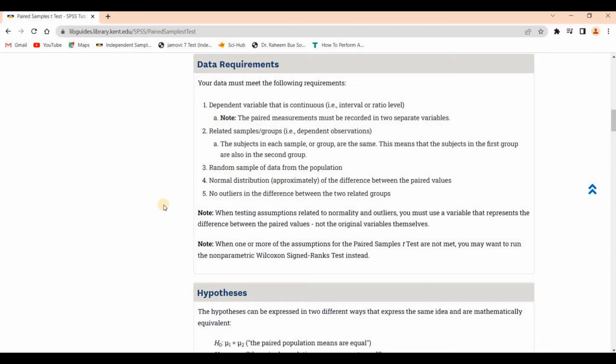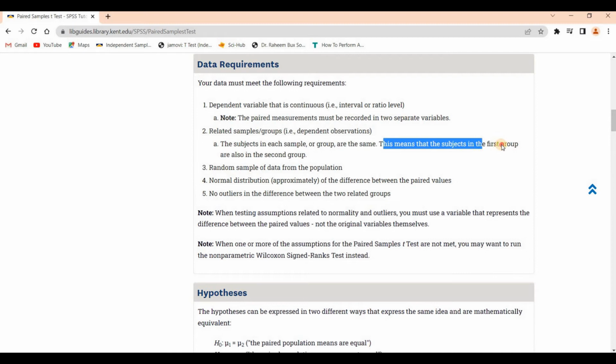So now in this case, the observations are dependent on each other. In the case of the independent sample t-test, the observations were not dependent on each other; the observations were independent. But in this case, observations are dependent on each other. For example, the subjects in each group or sample are the same.